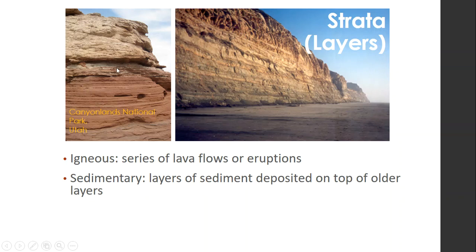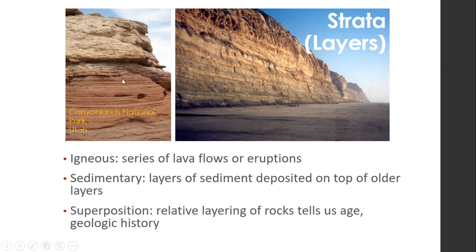And that's true of this igneous rock as well, right? This lava flow here came out first, and then more flowed on top of it and more flowed on top of it. And so that's called superposition. And so it's the relative layering of rocks that tells us the age and geologic history. Just based upon what's on bottom and what's on top, we can understand what happened first, what happened second, what happened third.